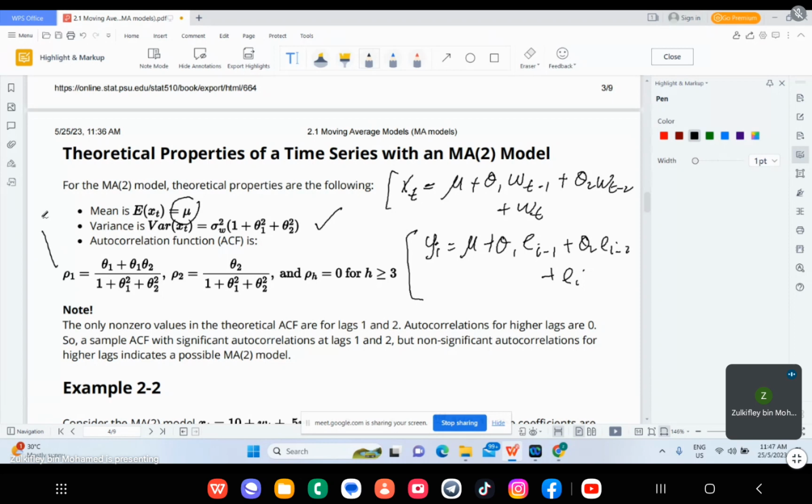Ini dipanggil rho, RHO. Rho is referred to autocorrelation. So MA2 kita ada dua rho. MA3 kita ada tiga rho. MA1 kita ada satu rho. Okay. Rho 2 is theta 2 over 1 plus theta 1 square plus theta 2 square, provided h is less than 3 ataupun jika lebih dari itu makanya dia adalah kosong. Okay. Kita ambil contoh je.